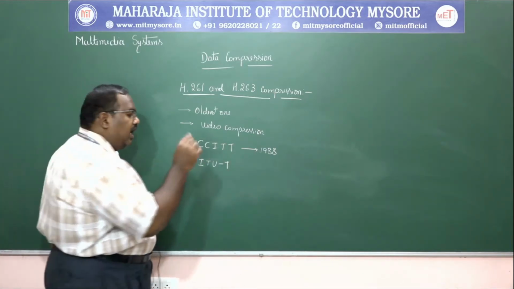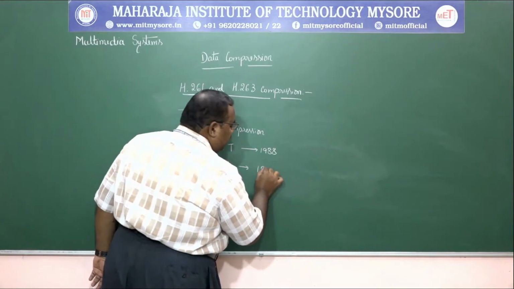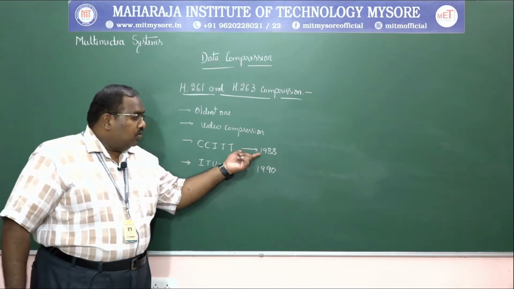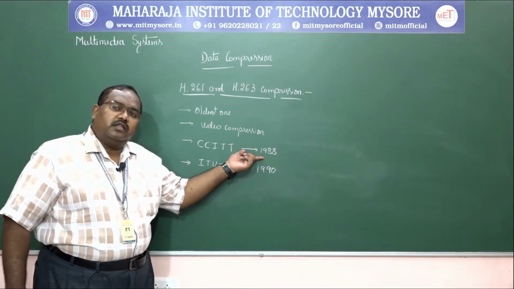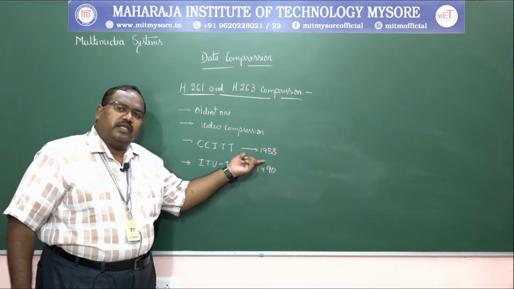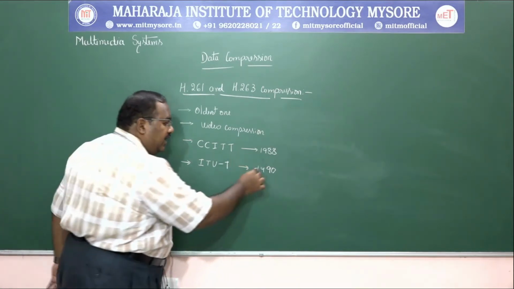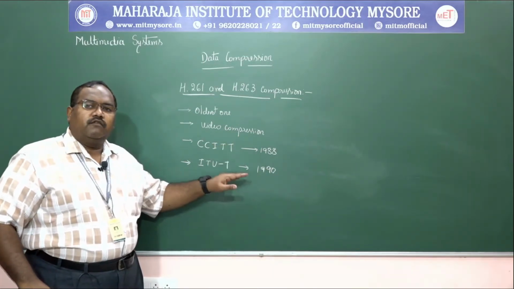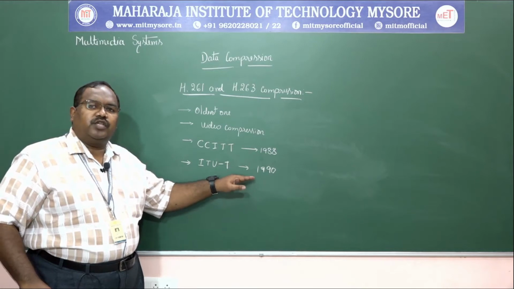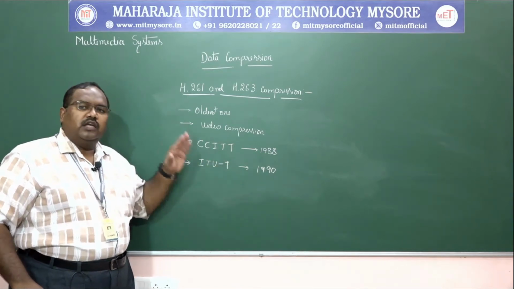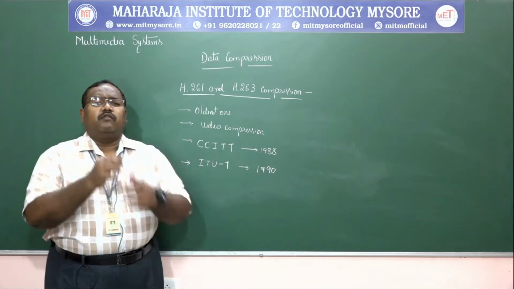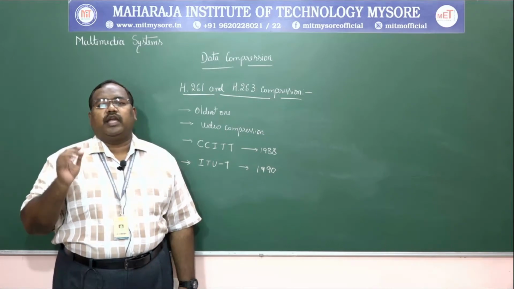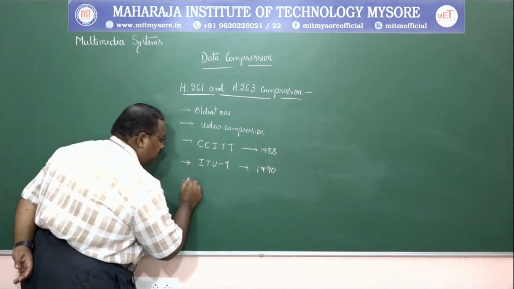They adopted this technique in the 1990s. Look at the gap. From 1988 the process was going on and improvements were done, and finally in 1990 ITU-T approved and adopted this H.261 technology for video compression. And H.261 was developed for real-time processing during encoding and decoding. This is important.